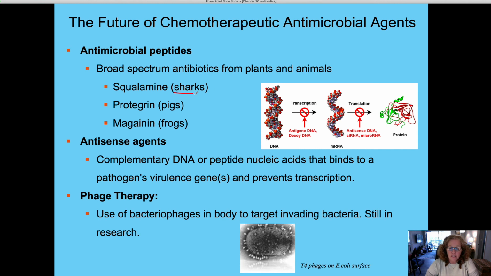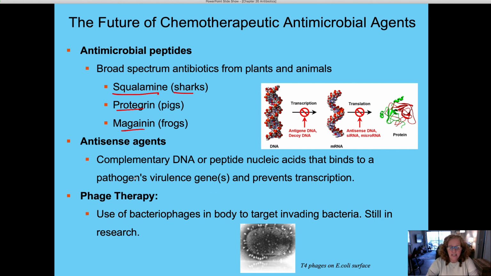Sharks never get sick, and so they actually have a squalamine protein produced by their immune system that prevents translation. Protegrin and magainin are two proteins found in pigs and frogs that also have antimicrobial activity and are being researched for another source of antimicrobial compound.